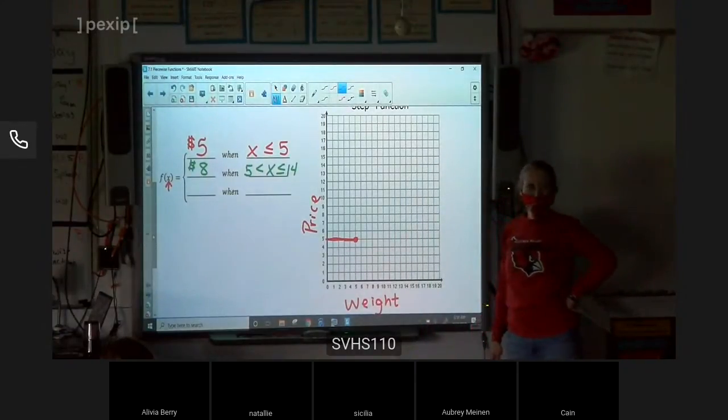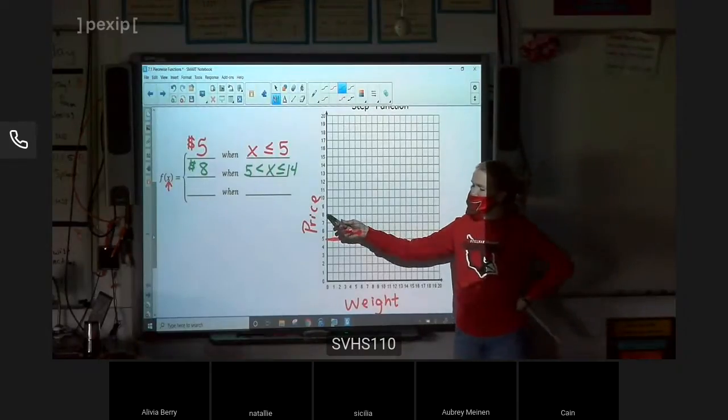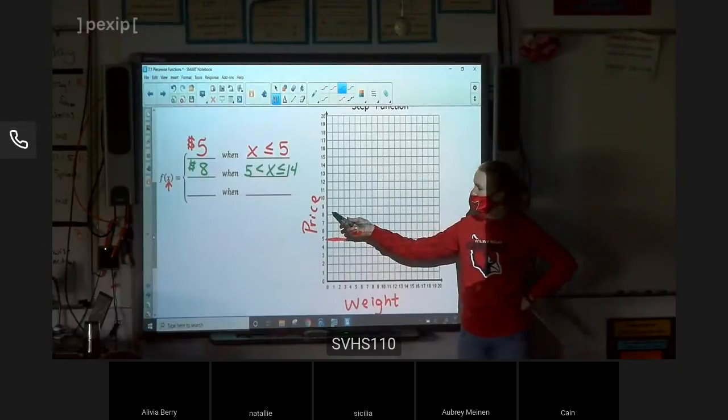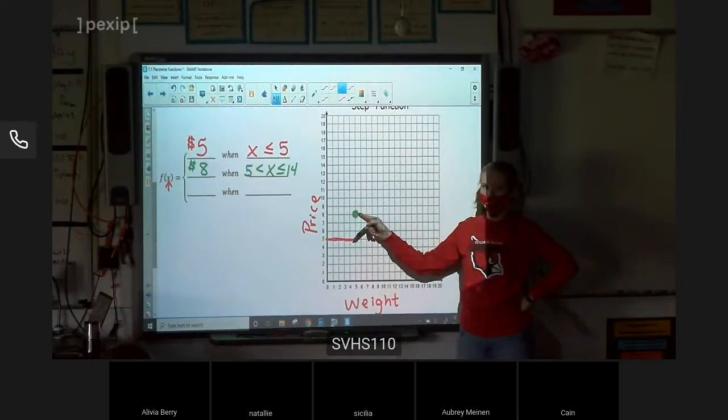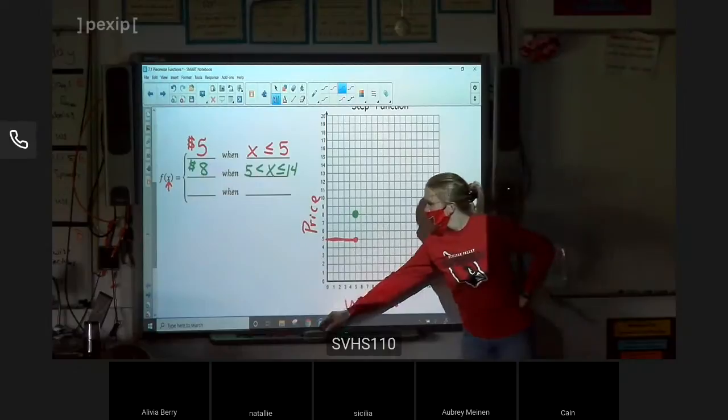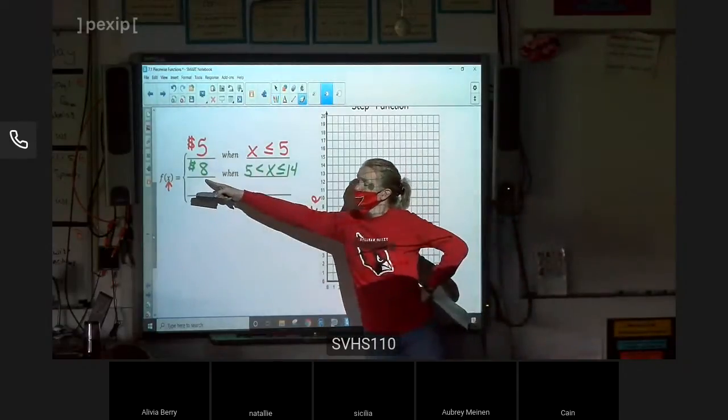So what would my graph look like now for the second part? Do I start it way back here at 0? No. Where do I start it? You go up to $8 first, and then you start at 5. Now would I do a closed circle at the $8, or would I do an open circle? Am I including, when it's exactly 5 pounds, does it cost $8?